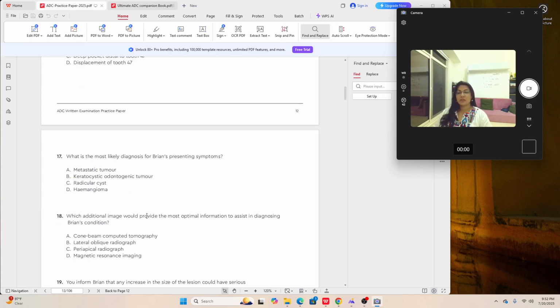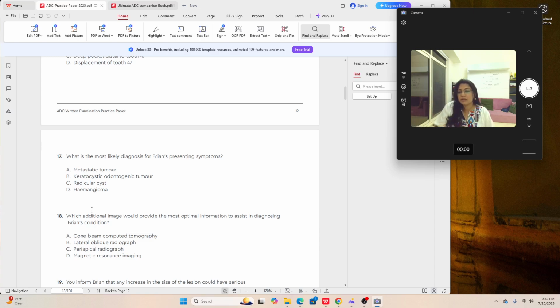Which additional image would provide the most optimal information to assist in diagnosis of Bryan's condition? Additional image. See, it's not the initial image, it's the additional image. Many candidates keep asking me, Doctor, if the option is given, what is the initial diagnostic imaging technique that you would do? And the options are OPG, CBCT. They just choose CBCT. I get it, CBCT is more specific, more advanced, but it's not the initial step. Not every clinic may have CBCT, and sometimes CBCT is done only for a specific area. But the initial diagnostic tool is the full scanning of the mouth, which is your orthopantomograph, that's OPG, correct?